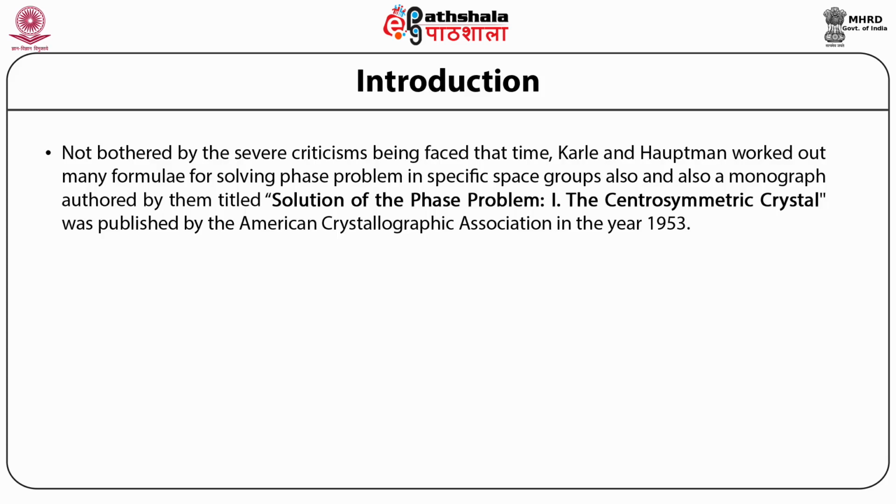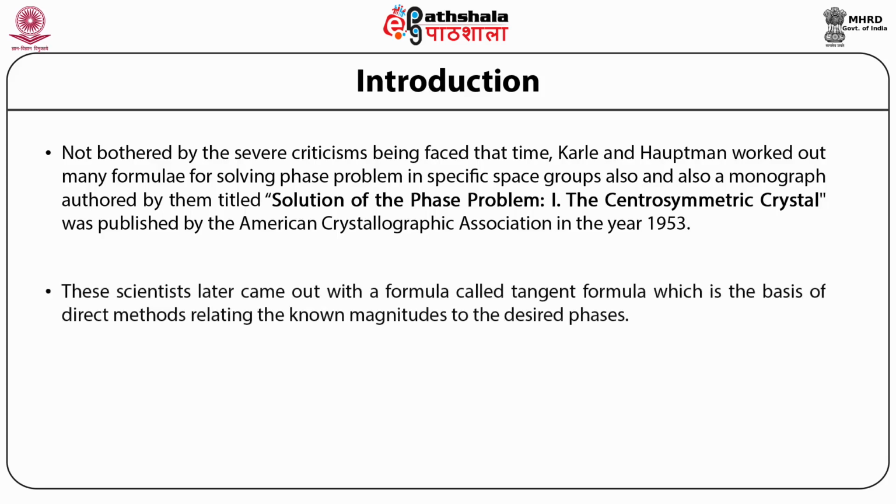They worked out together many formulae for solving the phase problem in specific space groups also. And a monograph authored by them titled Solution of the Phase Problem, Part 1, The Centrosymmetric Crystal, was published by the American Crystallographic Association in the year 1953 itself. These scientists later came out with a formula called the tangent formula, which is the basis of direct methods, and this formula relates the known magnitudes to the desired phases through the phase relationships.